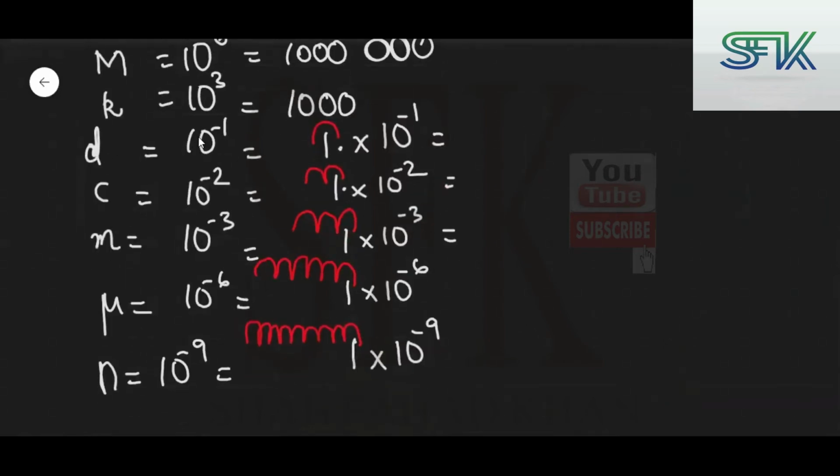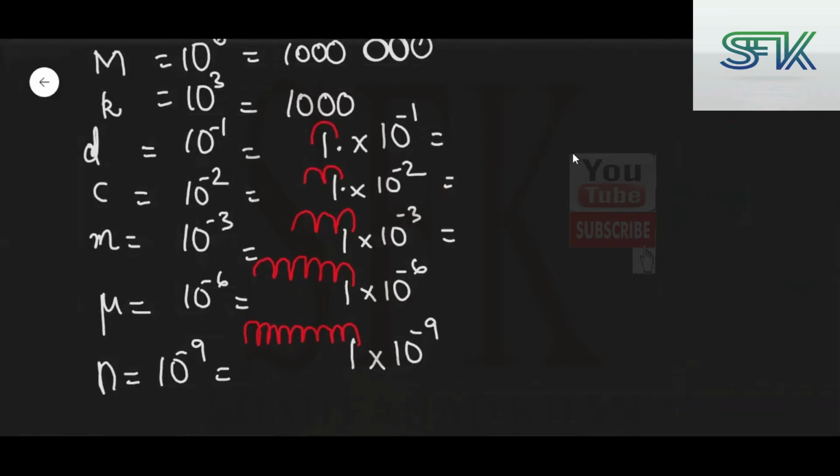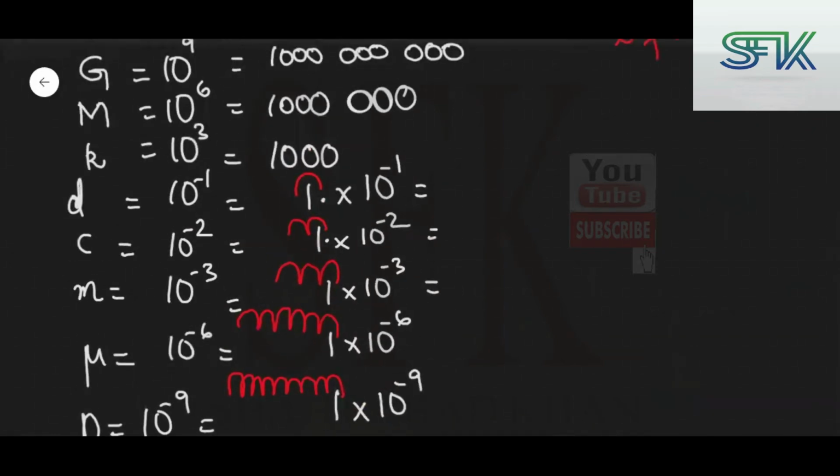Deci, on the other hand, has a negative power, 10 raised to the power of minus 1. So how to deal with the negative powers? Okay, guys, remember one thing. As we dealt with giga, mega, and kilo, I told you that giga means 10 raised to the power of 9. Over here, deci means 10 raised to the power of minus 1. Instead of 9, it's minus 1. What does this minus sign indicate?